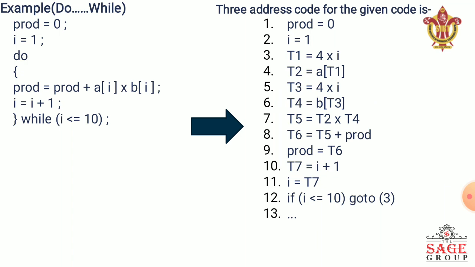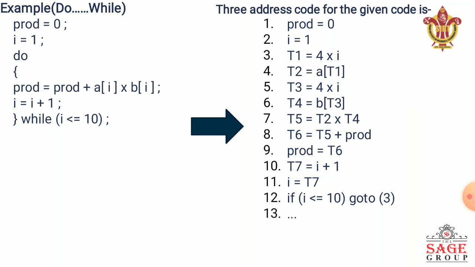Now we execute this statement, which is prod equal to prod plus a of I into b of I. Here we see the precedence between these two operators, plus and multiplication. So first we solve the multiplication between a of I and b of I, where a of I is stored at t2 and b of I is stored at t4. We use another temporary variable t5 which stores t2 multiplied with t4. Now this value is added with prod. So prod plus t5 is stored at t6, and lastly this result is assigned again to prod. So prod equal to t6.